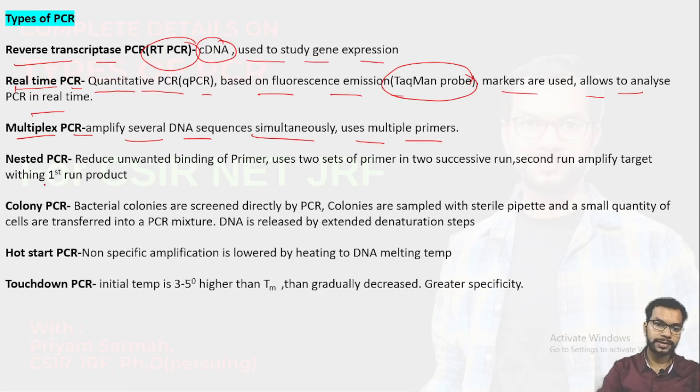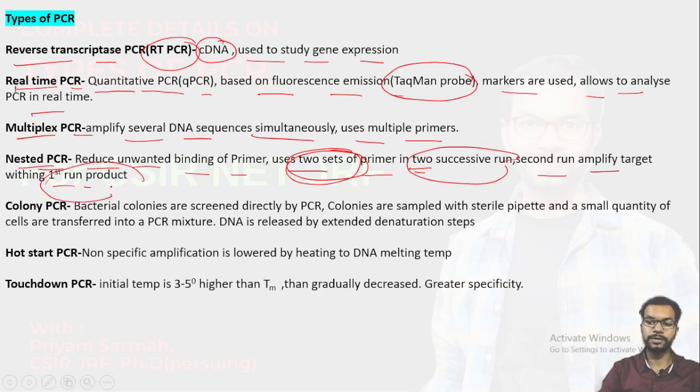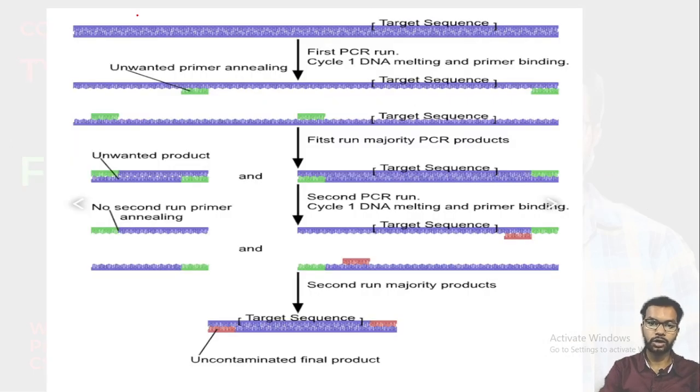Next is nested PCR. Nested PCR reduces unwanted binding of primer. It uses two sets of primer, which is important, in two successive runs. The second run amplifies the target within the first run product. Okay, let's see this here. So this is a double stranded DNA and this is our target sequence.